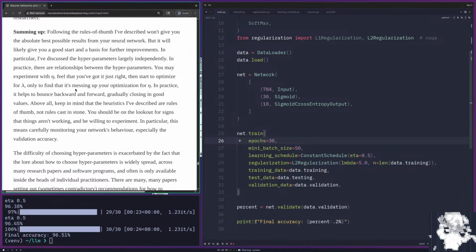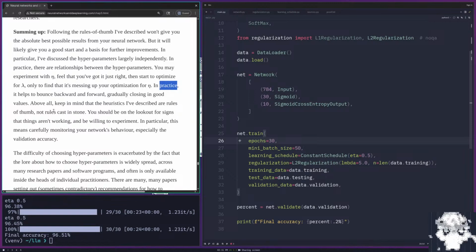Summing up, following the rules of thumb I've described won't give you the absolute best possible results from your neural network, but it will likely give you a good start and a basis for further improvements. In particular, I've discussed the hyperparameters largely independently. In practice, there are relationships between the hyperparameters. You may experiment with η, feel that you've got it just right, then start to optimize for λ, only to find that it's messing up your optimization for η. In practice, it helps to bounce backward and forwards, gradually closing in on good values.